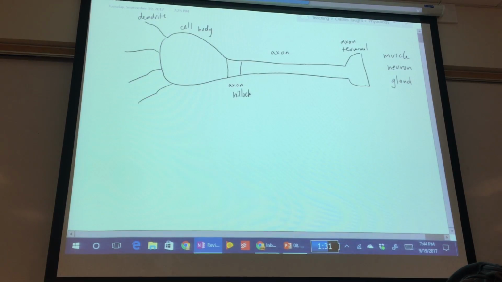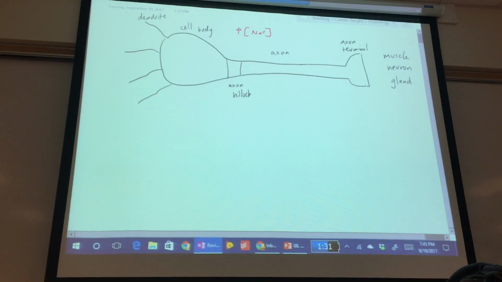Sodium, potassium, and calcium. Yes, calcium. Now that we know that, these are our three ions. Now I want you guys to tell me where the highest concentration of sodium is. Is it extracellular or intracellular? Extracellular. Okay, so we have high concentration of sodium on the outside.